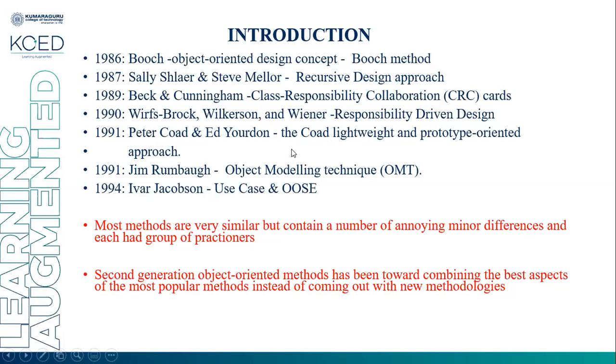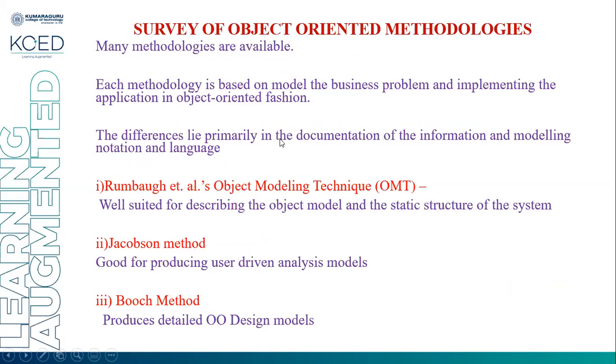In 1991, Peter Coad and Ed Yourdon introduced a lightweight and prototype-oriented approach. In 1991, Jim Rumbaugh introduced the object modeling technique, that is OMT. In 1994, Ivar Jacobson introduced use cases and object-oriented software engineering. Most methods are very similar but contain a number of annoying minor differences, and each had a group of practitioners. In the second generation, instead of introducing new methods, they started combining the best aspects of the various methods which were already introduced by the various authors.